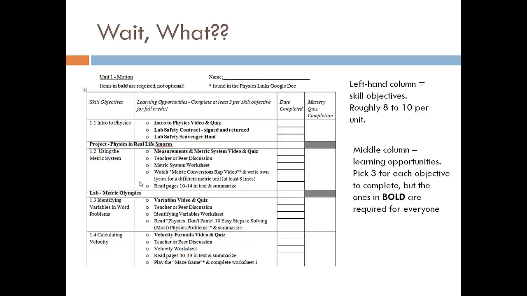So there's some variation in terms of what you can do for this skill objective. The only requirement here is that you have to do 3 learning opportunities for each skill objective, and you have to do anything that's in bold. Those are required. They're not optional. But after you finish that one, and this should be the first thing that you do, then you can move on and pick what you want to do.